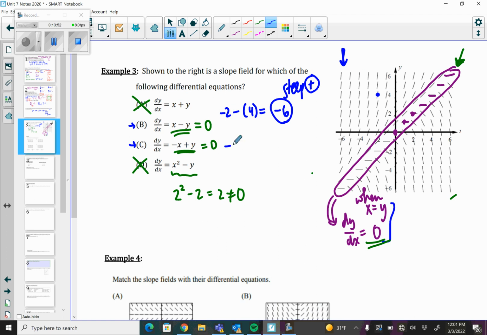With the point (-2, 4): negative, negative 2 plus 4, that would be positive 6, which makes sense with this slope right here. Our answer is C. You could choose a point in any quadrant. You did not need to choose quadrant 2, but that helped us get our solution here.